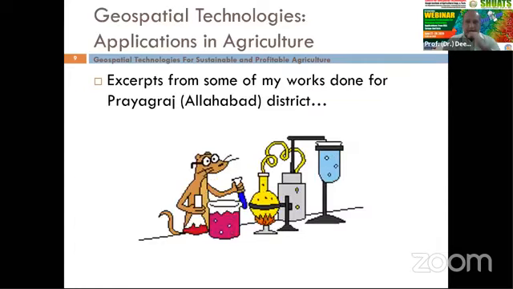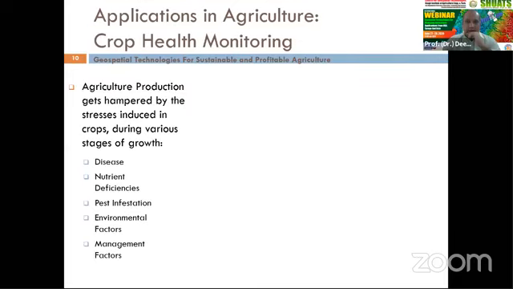So again, let's see. The first aspect of agriculture that I would like to focus on is crop health monitoring. When I was working here, we had an extension department and also an agricultural science center, which is called KVK in Hindi, Krishi Vigyan Kendra. What we observed is that we are underproducing, obviously for several reasons, but one of the most important reasons is that proper monitoring of crops is not being done on time.